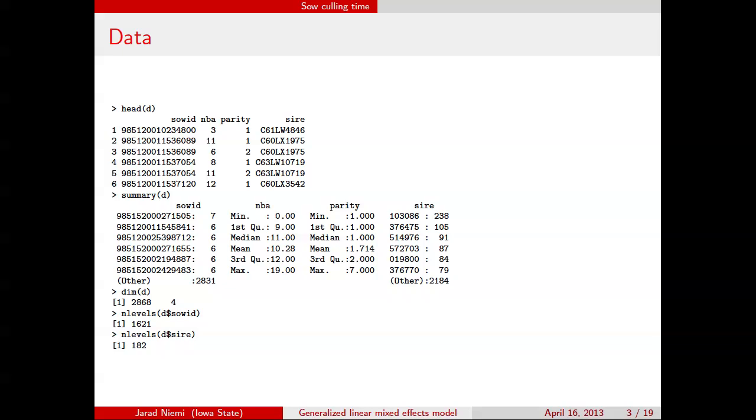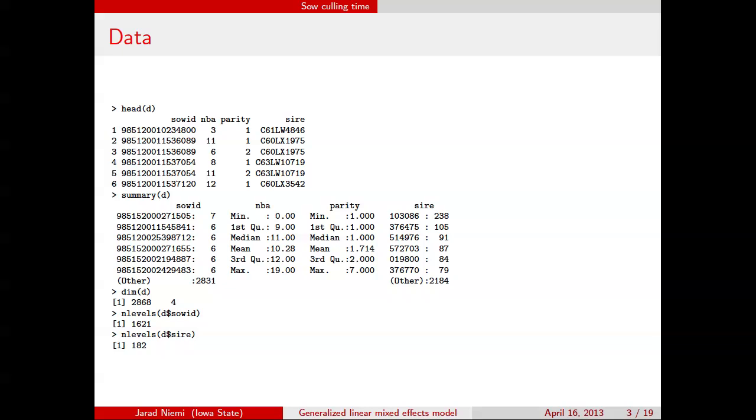And we see here that the sires, these are actually the grandsires, are represented quite often. That is, one male can impregnate many females, and that's in the data set here because this sire, for instance, is in there 238 times. So he's the grandsire for 238 litters.